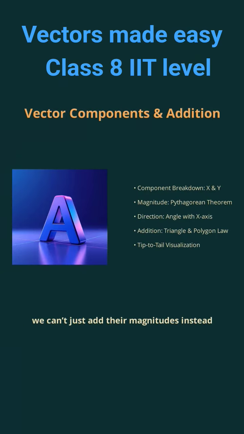In adding vectors, we can't just add their magnitudes. Instead, we use geometric rules like the triangle law or polygon law, placing vectors tip to tail to find the resultant. Visualizing these operations helps build intuition and prepares you for more advanced vector algebra. Next, let's explore how vectors interact through dot and cross products.